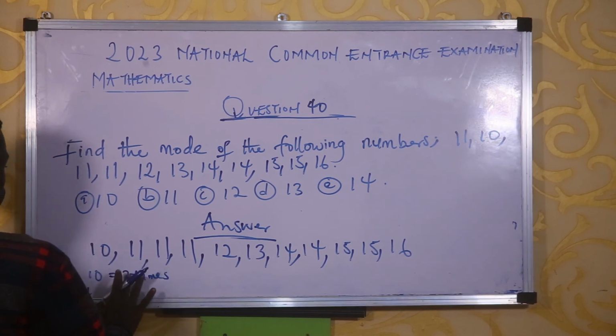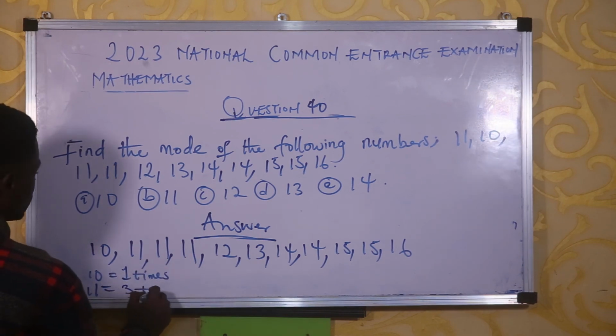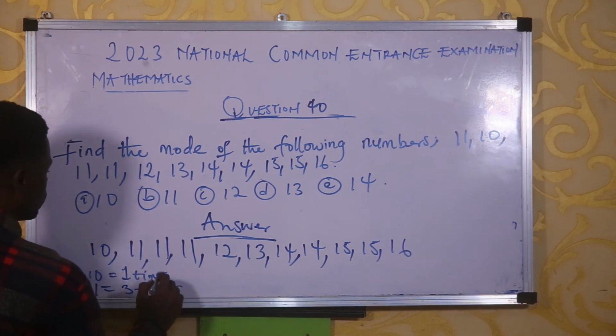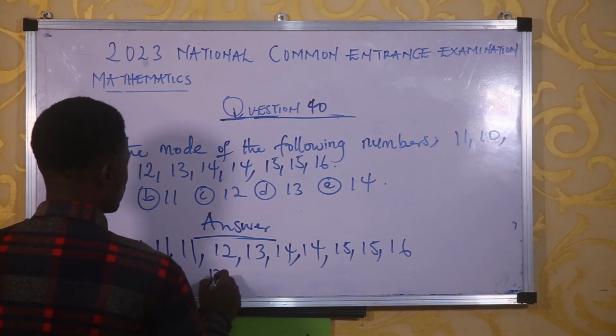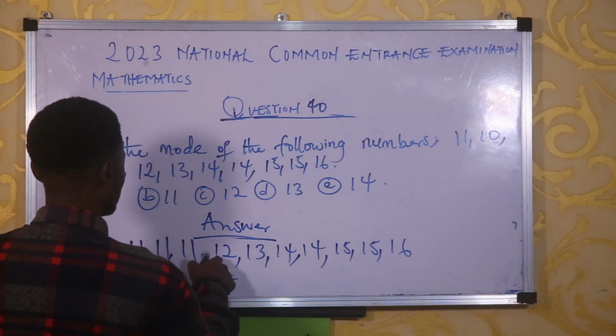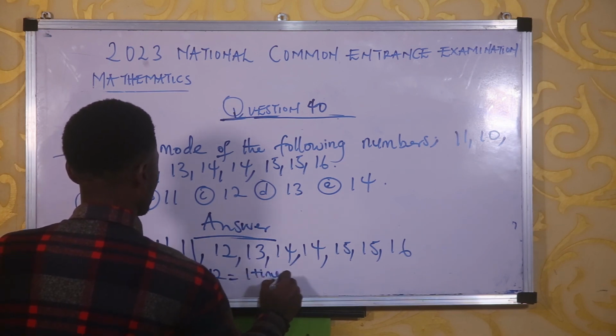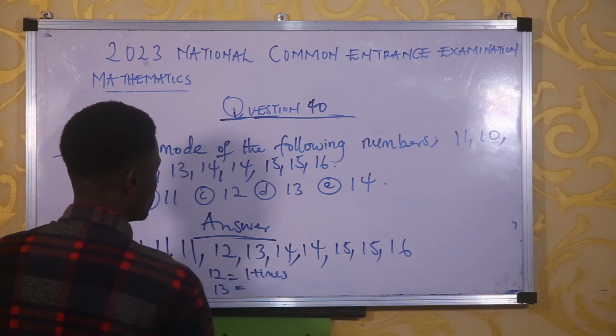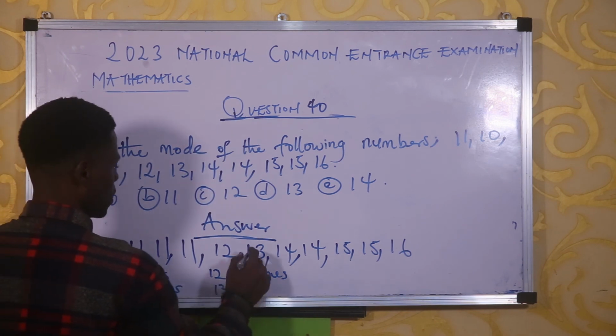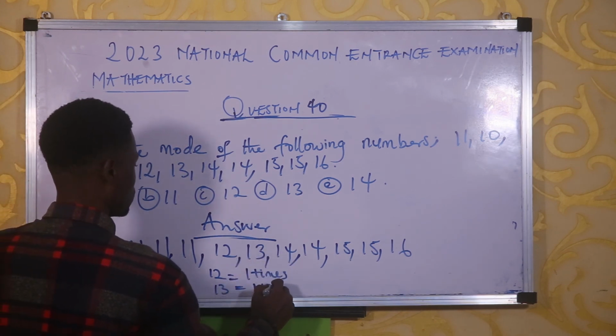Sorry, 10 is one time. Take note of that. 11, how many times is that? That's 3 times. Take note of that. Okay, let's go. 12 comes out how many times? Let's count it. Just 1 time. Then 13 comes out how many times? That's only 1 time as well.